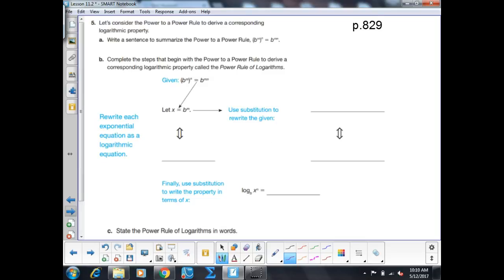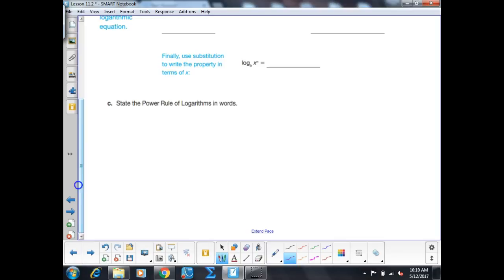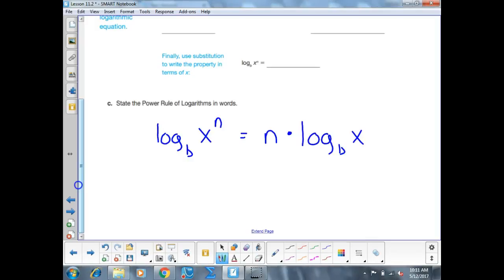Our last one is the power rule, and it's actually the easiest one. It's the easiest of all the properties. Okay? What this one is saying is log base b of x to the n power is simply n times log base b of x. We just take the power and make it be the coefficient.